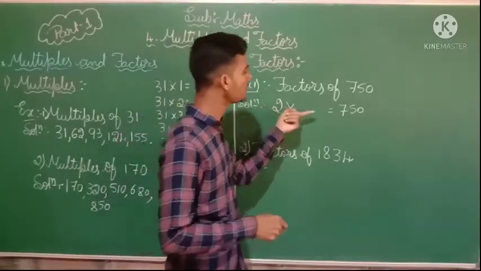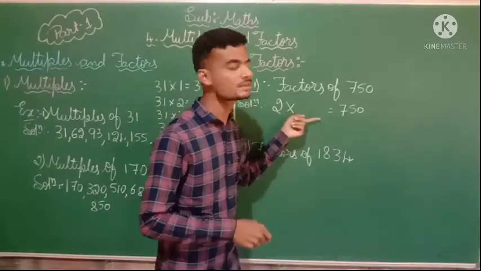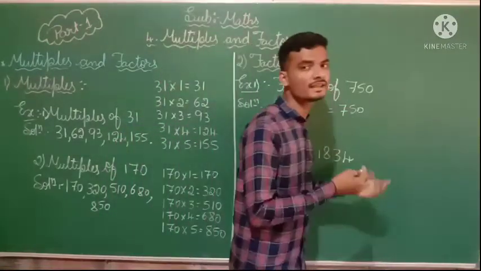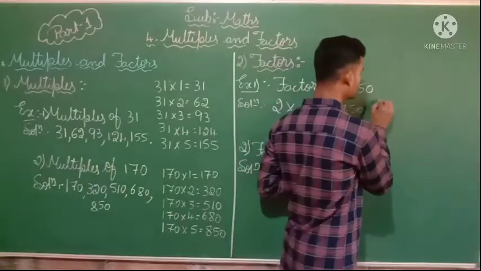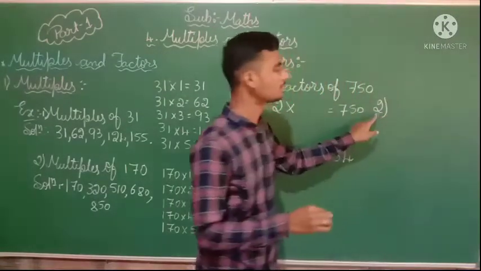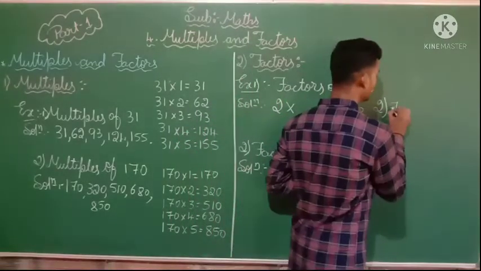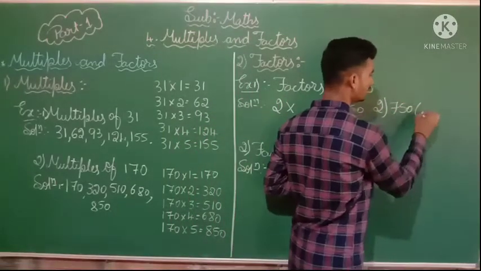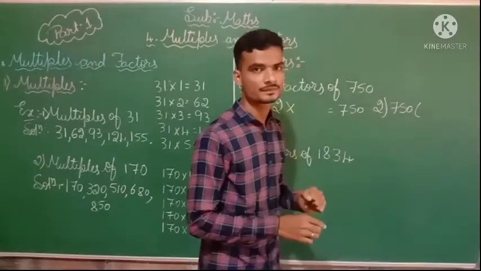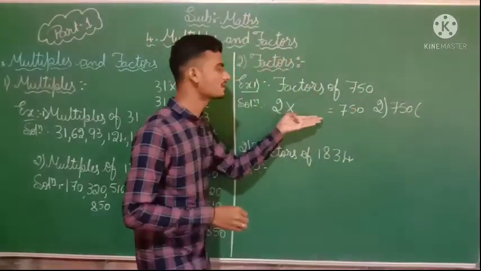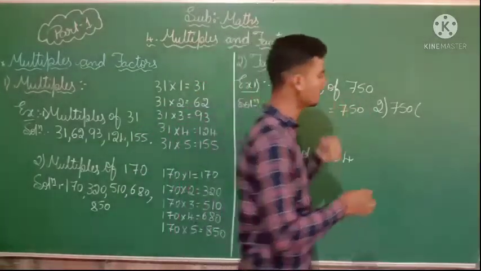Okay, 2 into which number do we want to place to get the number 750? You can know that by dividing this number. See here, I will show 2. You want to write 2 in the place of the divisor, then 750 in the dividend place. Now divide this. Whatever quotient you get, that is the number to place here to get 750.